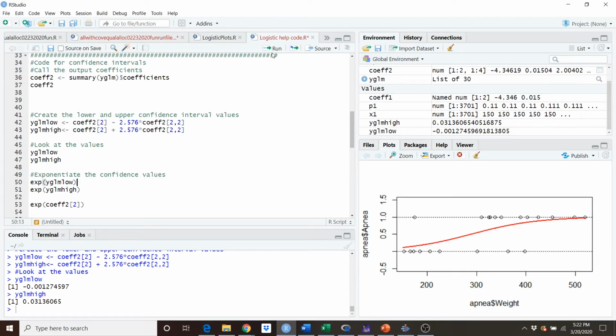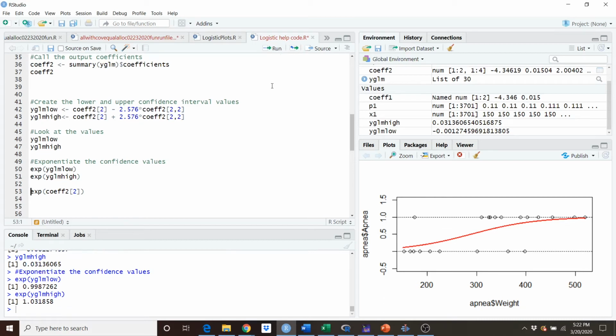And so we will exponentiate these values. And what we get are intervals of 0.9987262 to 1.03185. Now, this is what our confidence interval is going to be. Now, how confident did we want to be? Well, recall we were 99% confident.